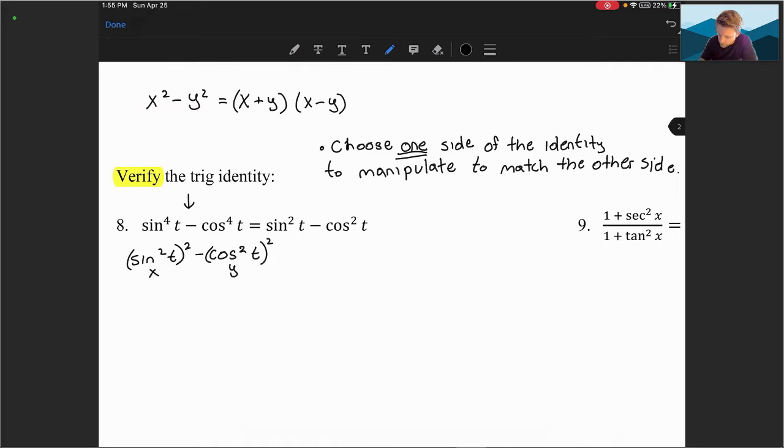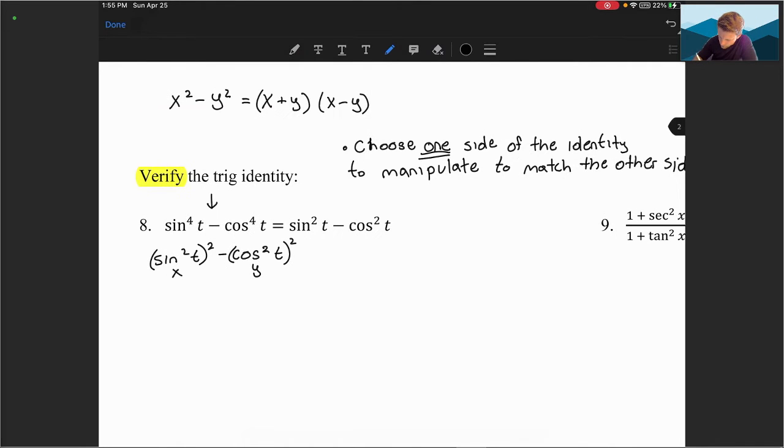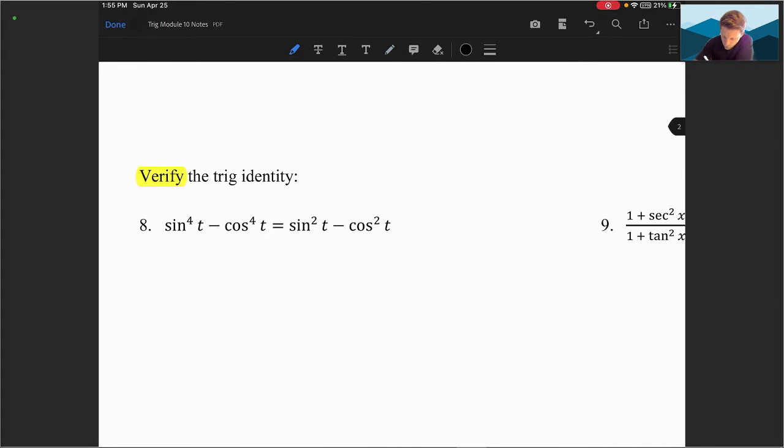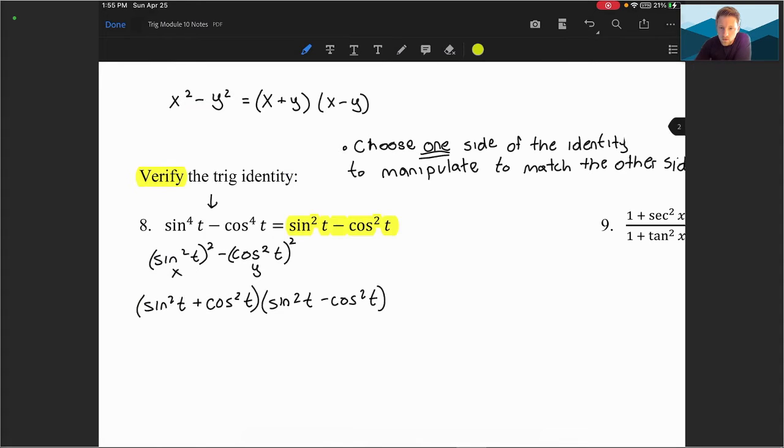So when I rewrite this factor on the left side, I can say this is going to be sine squared t plus cosine squared t, that's the x plus y, and we're going to multiply that with x, which is the sine squared t again, minus cosine squared t. And again, our goal here is for this left side that we're manipulating to look like our right side here.